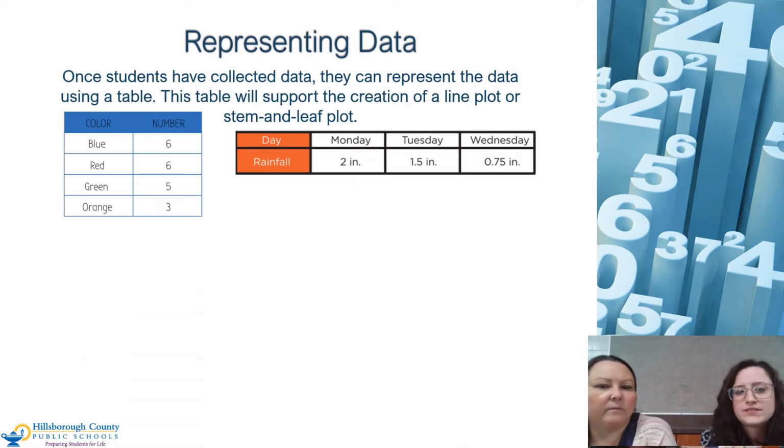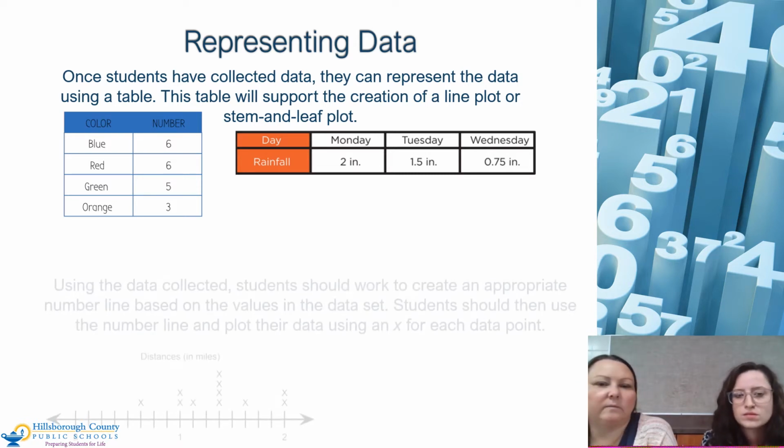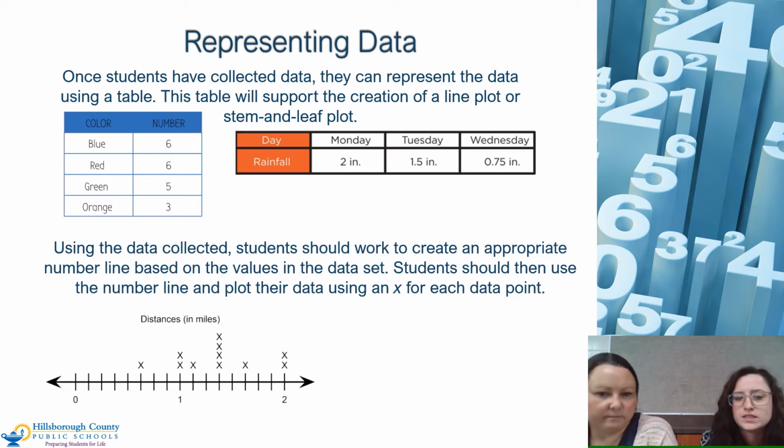So after students have collected the data, they then can start to represent the data either using a table, which will help create the line plot or the stem and leaf plot. They need to see the importance of organizing that data to be able to use it. So using the data collected, students should work to create an appropriate number line based on the values in their data set. Students should then use the number line and plot their data with an X for each data point.